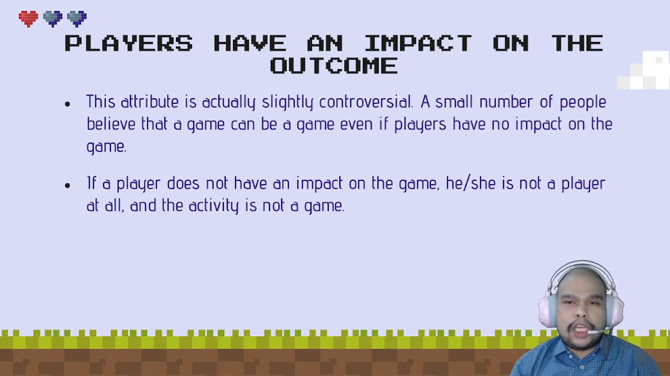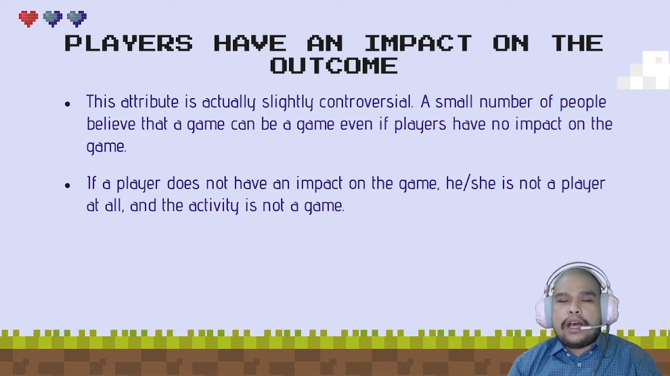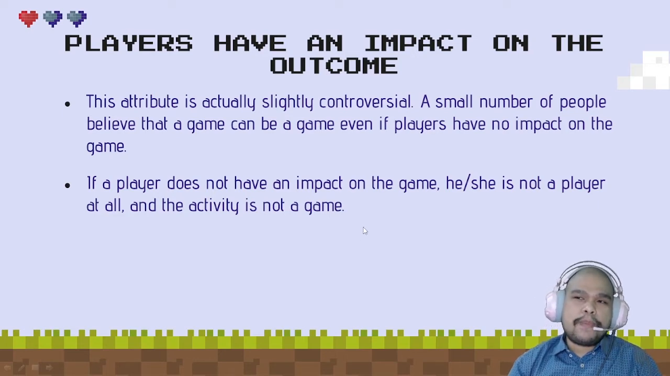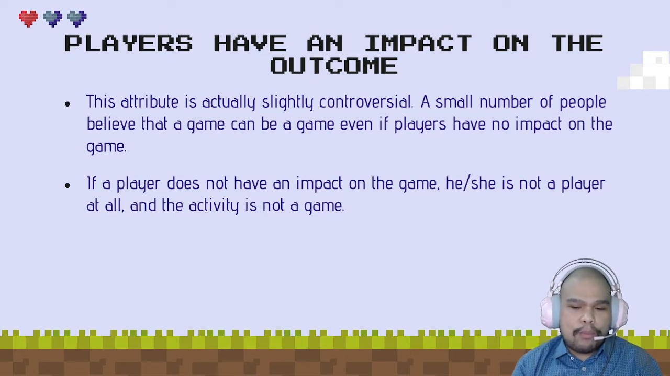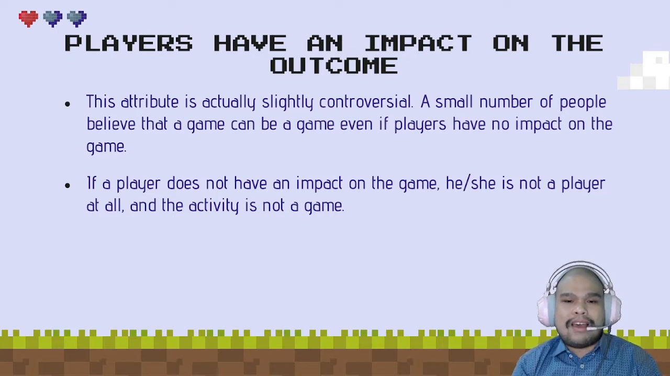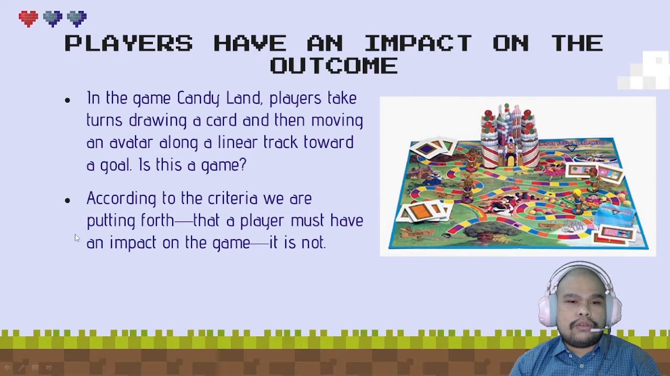In this particular subject, we'll be setting that players should have an impact on the game. Because if your player does not have an impact on the game, then whether that player is there or not, the game will still proceed and have the same outcome. So if a player does not have an impact on the game, he or she is not a player at all and the activity is not a game. Okay? So now let's proceed.